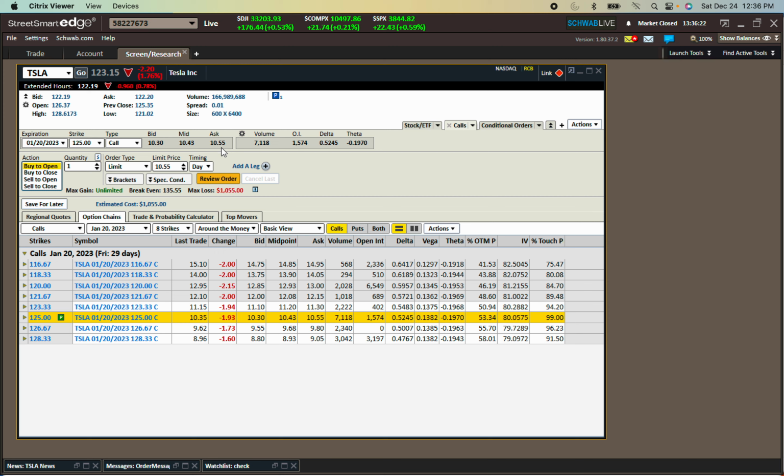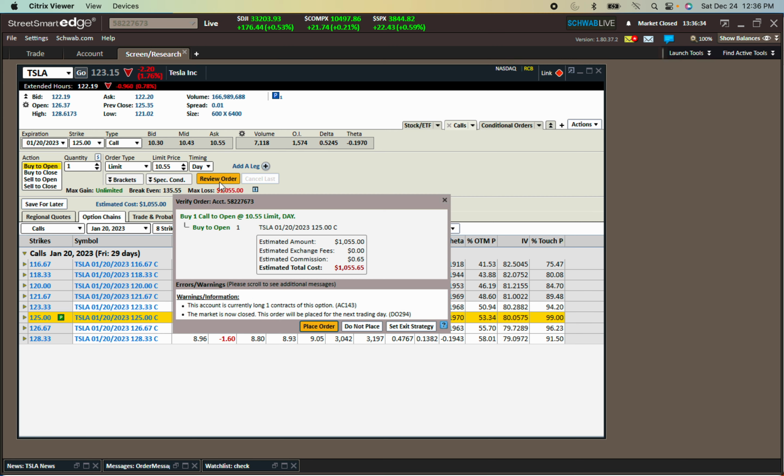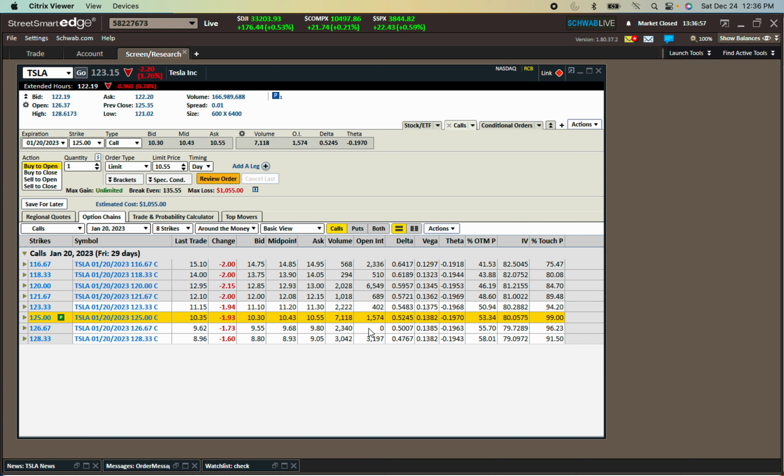If you wanted to buy an option, you go to buy to open, select a quantity of one, and let's say I put in a price of 10.55, which is basically the ask price, and I say review order. It tells me that I have to pay $1,055, because one option is equal to 100 shares, so you multiply your option price by 100. So 10.55 times 100 is 1,055, and then there is an estimated commission of 65 cents. That's pretty much how you can buy a Tesla option.